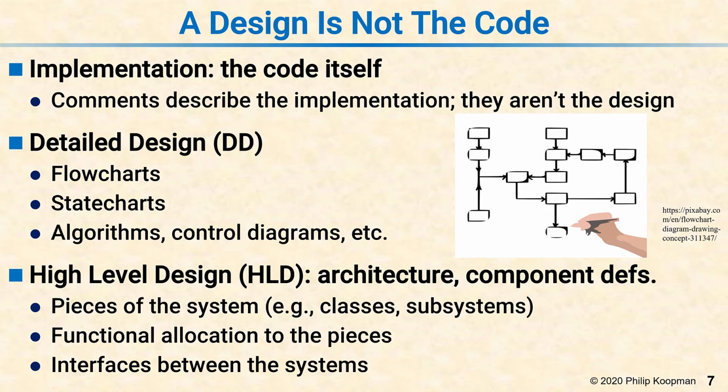It might be classes, it might be subsystems, it might be the general functions of the system, and a functional allocation to the pieces. So usually high-level design is boxes and arrows, and each box is a thing, and the arrows tell you how they relate to each other. It also typically includes network message definitions and interfaces to the outside world.